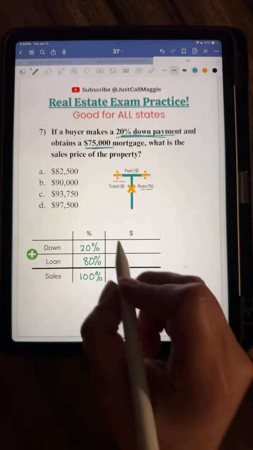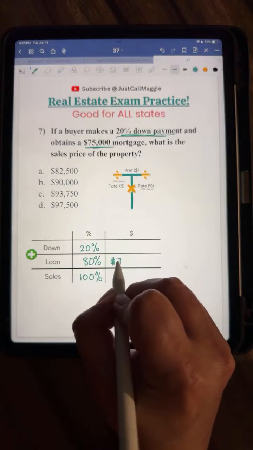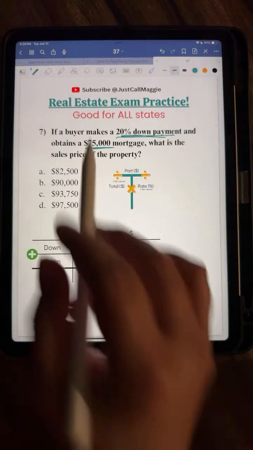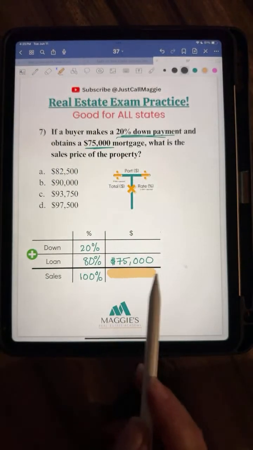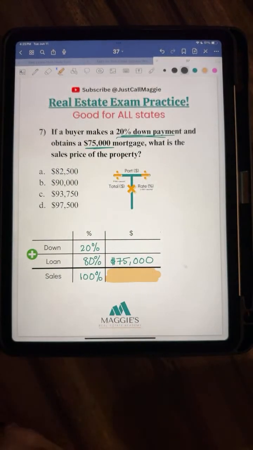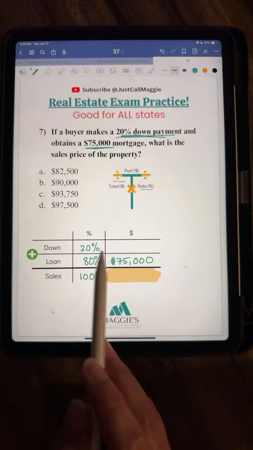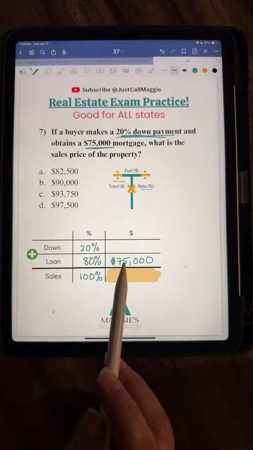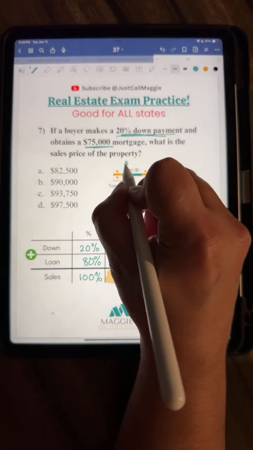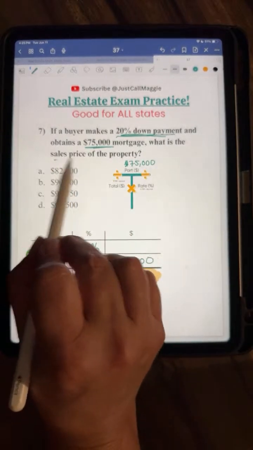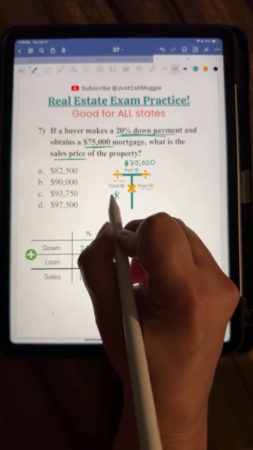She gets $75,000 as a mortgage. That's your loan amount. And they want to know this here. So how do we find that? Well, you cannot combine this with the 20%. So I'm going to take that loan amount, and that's going to be my part section, because they want the sales price of the property, which is the total amount here.